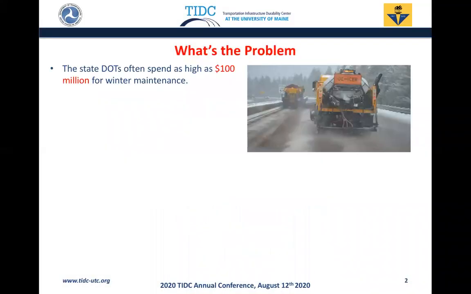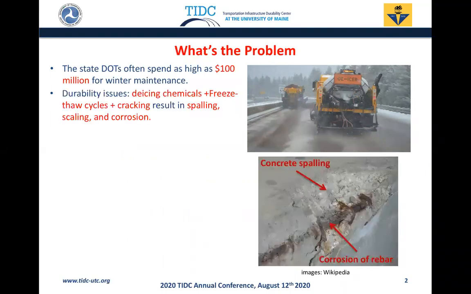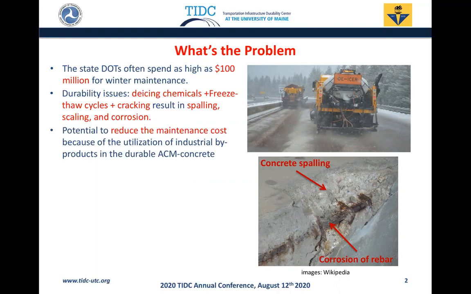What's the problem? The problem is that state DOTs spend as much as $100 million for winter maintenance of roads. Durability issues are de-icing chemicals, freeze-thaw cycles, and cracking that results in spalling, scaling, and corrosion. You can see the pictures here. We think that there is a potential for reducing the maintenance cost using ACMs, because ACMs are usually byproducts of other industries and cheaper than cement.